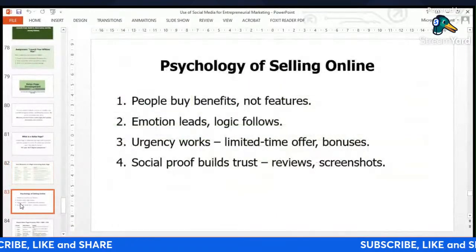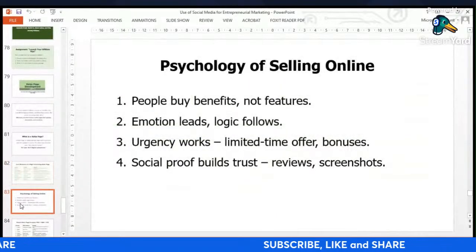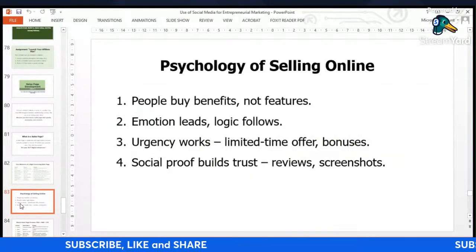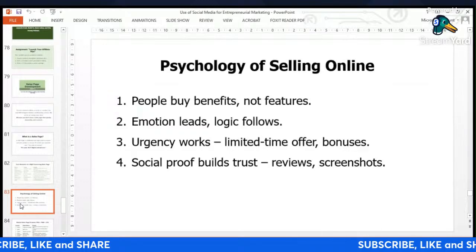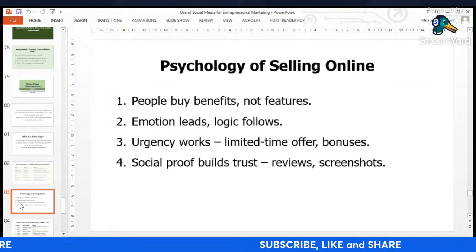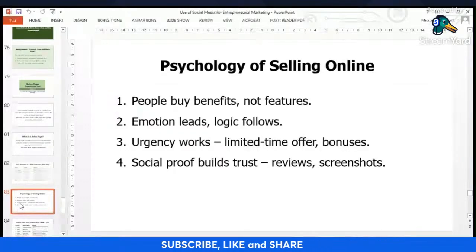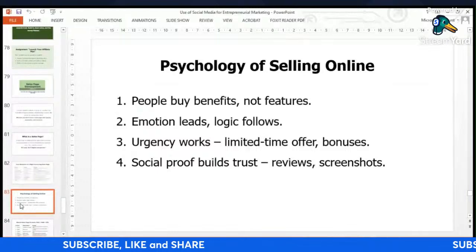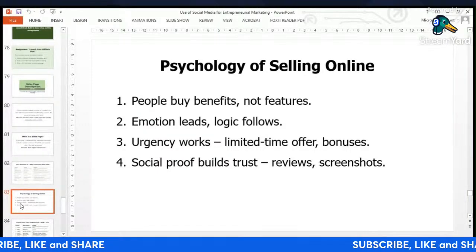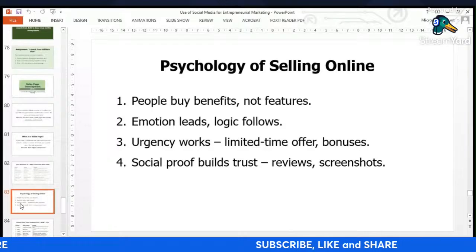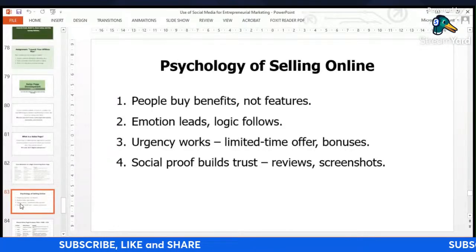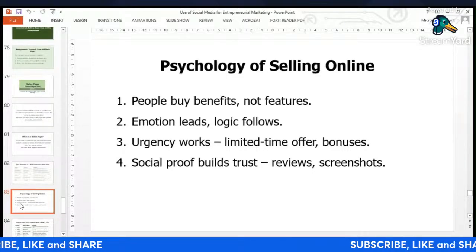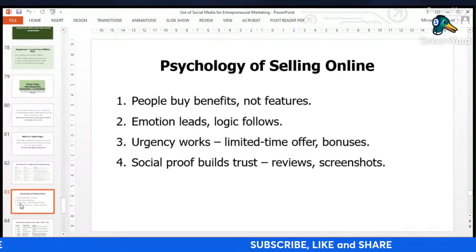Now, what's the psychology of selling online? Number one, people buy benefit, not features. Maybe someone is telling you about the camera and all the things it can do. No, people are not looking out for all of the explanations you're giving about the product. What benefit will they get? At the end of the day, when they get your product, how will it make them feel? How will it make them appear? How is it going to solve their problem? How is it going to offer peace? How is it going to bring some measure of progress to them? Those are things you need to understand.